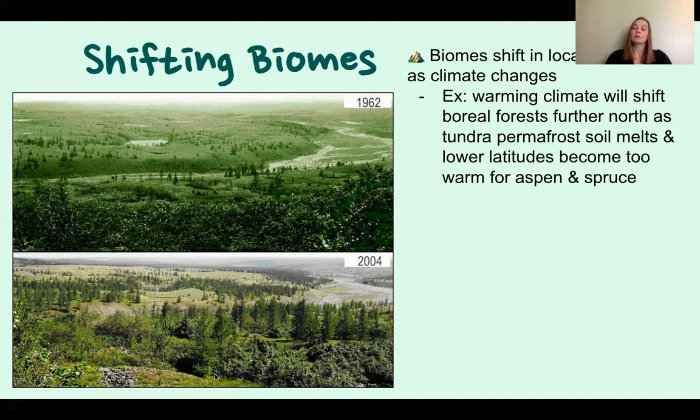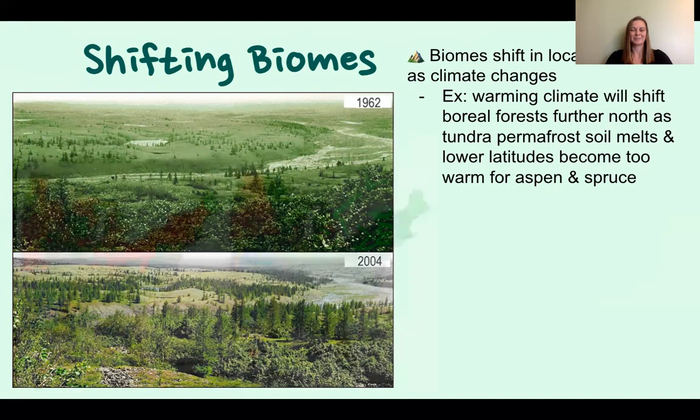So as that permafrost soil is melting and allowing more decomposition and more water penetration, the taiga is moving northward, and the lower latitudes are becoming too warm for the aspen and spruce that are characteristic of the taiga, and so they're actually migrating northward. Never thought you'd think of trees as migrating, did you?